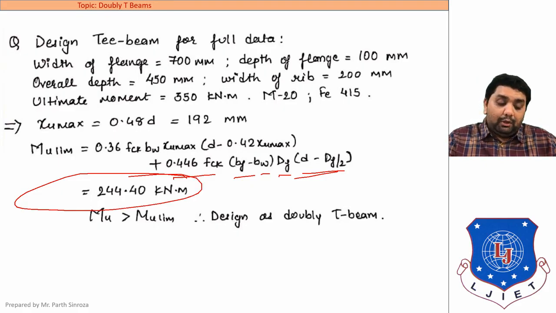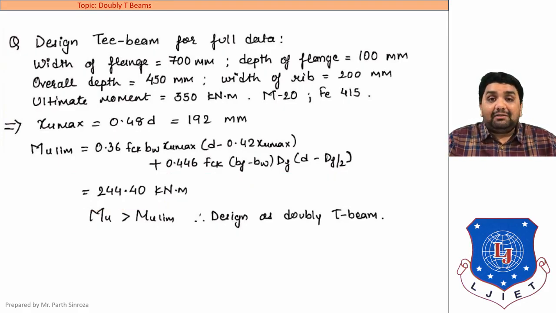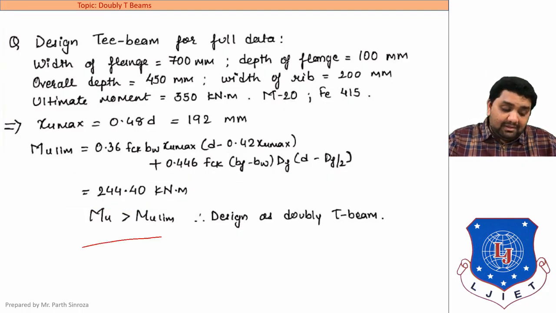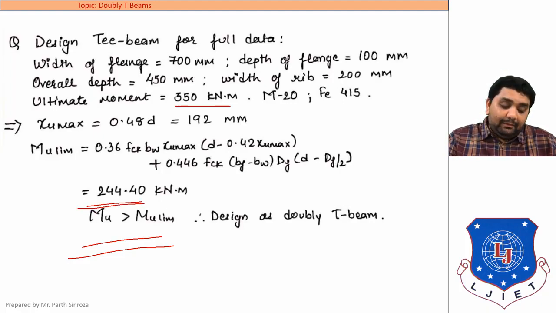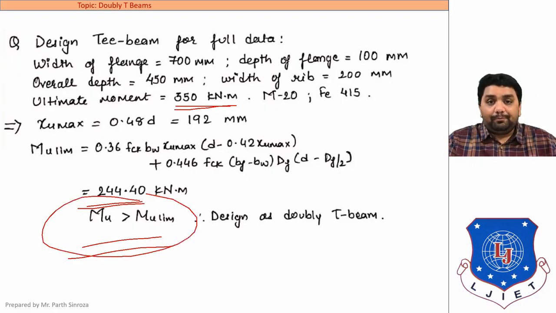Now why do this? Because as we are designing a WR section, and we have seen in the first slide itself that a WR section can only be designed if this relation is satisfied. So for designing a WR beam, we need to prove that Mu is greater than Mu lim. By solving this equation, we get that Mu lim is 244.4 kilonewton meter, and in the question itself Mu has been prescribed. Mu is given as 350 kilonewton meter. So by comparing both these equations, we get Mu is greater than Mu lim. So we will be designing it as a WR T beam.